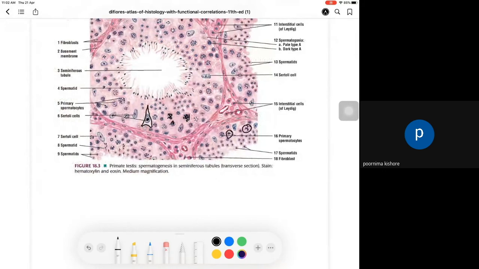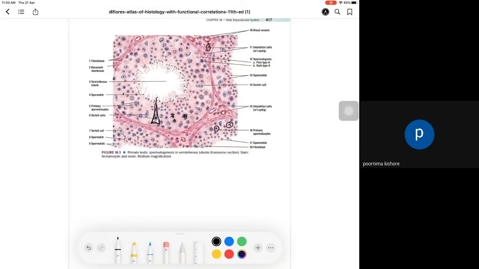Sertoli cell. And in mature spermatocytes, you can see the tail. By seeing the tail, you can tell they are mature spermatocytes. It is very difficult to differentiate primary spermatogonium, secondary spermatogonium, and other stuff.